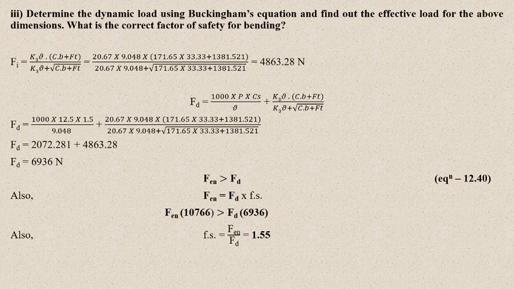Come to the third point. Here find Fi, Fd and the corresponding factor of safety. This is the formula which is given in the design data handbook. K3 is 20.67 nu. After finding the module equal to 5 mm, again calculate the value of pitch line velocity. You will get 9.048.